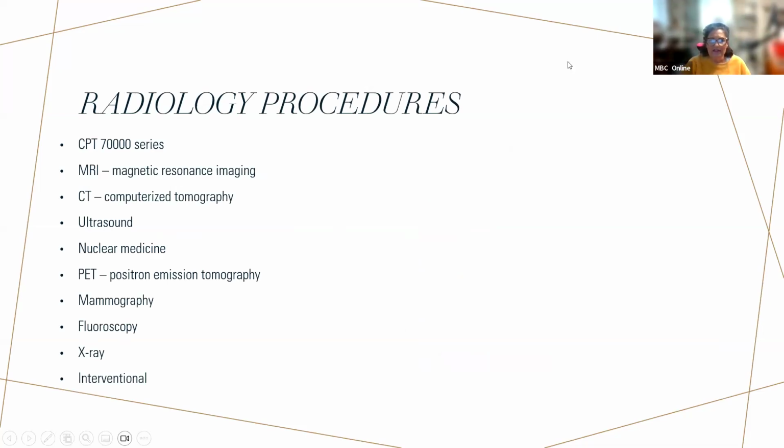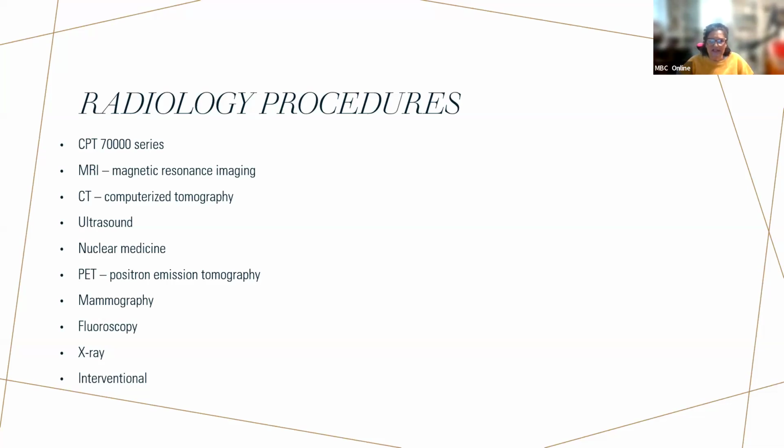Now, there are different types of radiology procedures. If you have your CPT manual and you want to look through it while I talk about this, that's fine. Plus, we're going to do some coding examples, so this will help too. In your CPT manual, the 70,000 series is radiology. You have MRI, which is also magnetic resonance imaging. It's really important that you know what MRI means, that it stands for magnetic resonance imaging. You have CT, computerized tomography.